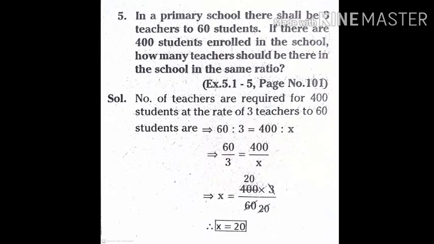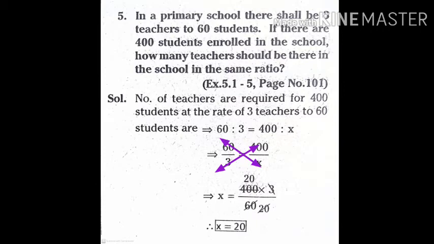Next question. In a primary school, there are 3 teachers to 60 students. If there are 400 students enrolled in the school, how many teachers should be there in the school in the same ratio? Solution. Number of teachers required for 400 students at the rate of 3 teachers to 60 students is x. That implies 60:3 is equal to 400:x.